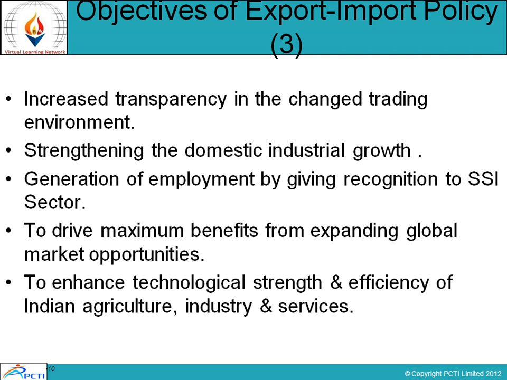Strengthening the domestic industrial growth, that is, working on how a country can improve its domestic industrial growth with the help of export-import. Then generation of employment by giving recognition to the SSI sector, that is, working on the generation of employment, कि किस तरीके से हम अपने small scale industry sectors के अंदर ज़्यादा से ज़्यादा employment को generate कर सकते हैं. Then to drive the maximum benefit from expanding global market opportunities, that is to work on कि हम किस तरीके से अपनी global opportunities जितनी भी arise होती हैं कैसे उसे opt करके एक benefit generate कर सकते हैं.